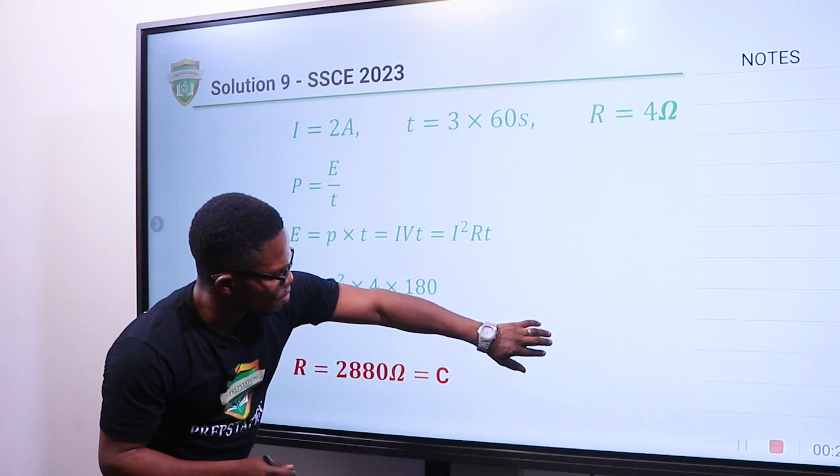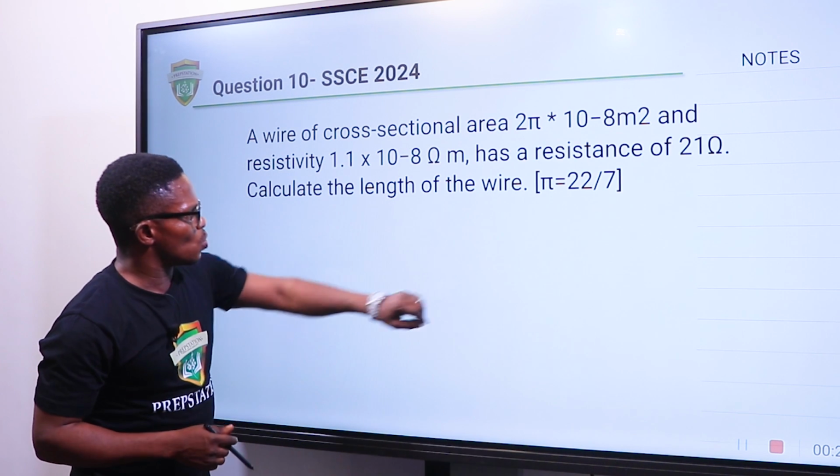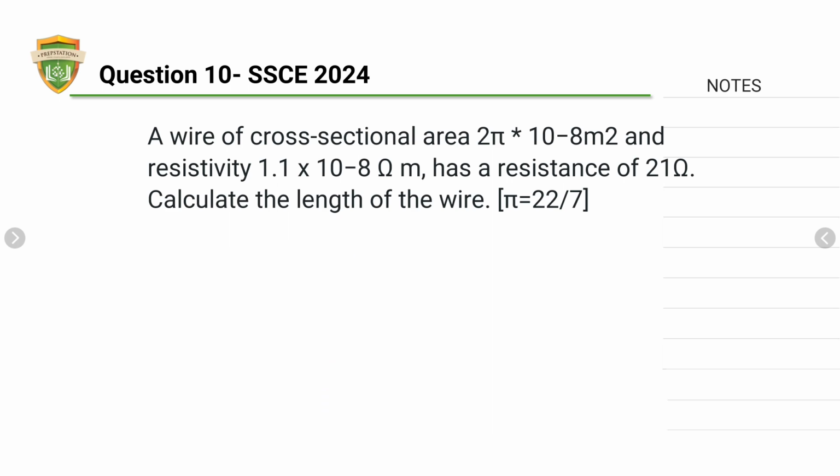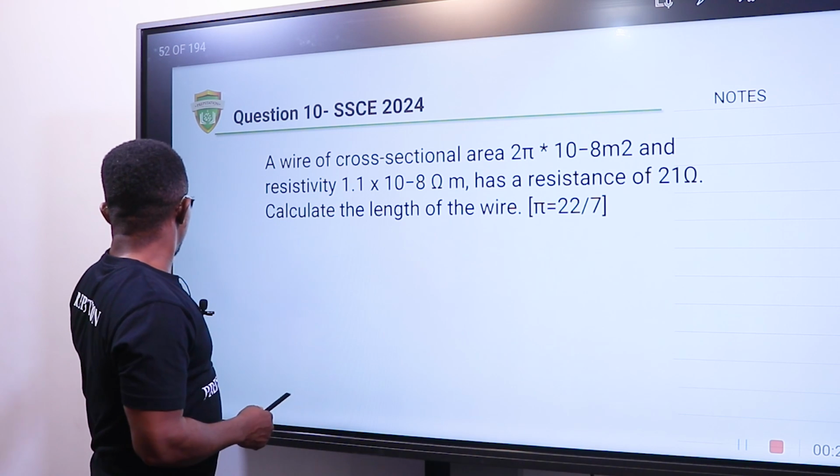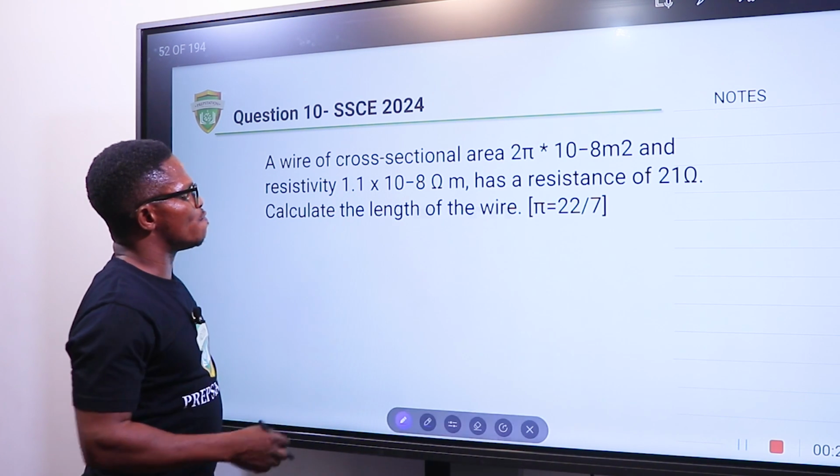And then lastly, before we close on this section. A wire of cross-sectional area 2 pi times 10 raised to the power minus 8. Sorry, this is a typo error. This is 10 raised to the power minus 8 meters squared. And resistivity of 1.1 times 10 raised to the power minus 8 ohm meter has a resistance of 21 ohms. Calculate the length of the wire. Do you still remember this formula? Let me see if you do.